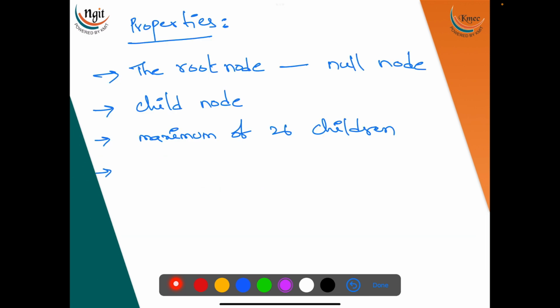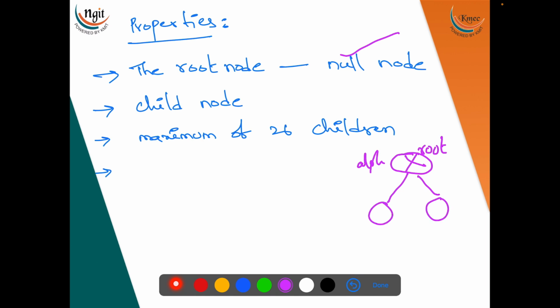There are some properties of a trie for a set of strings. The root node of the trie always represents the null node. When you construct a trie, this root node should not be filled with any alphabet. That means no alphabet is stored in the root place, so the root will always be a null node. From the root node we extend all other nodes to store your data.